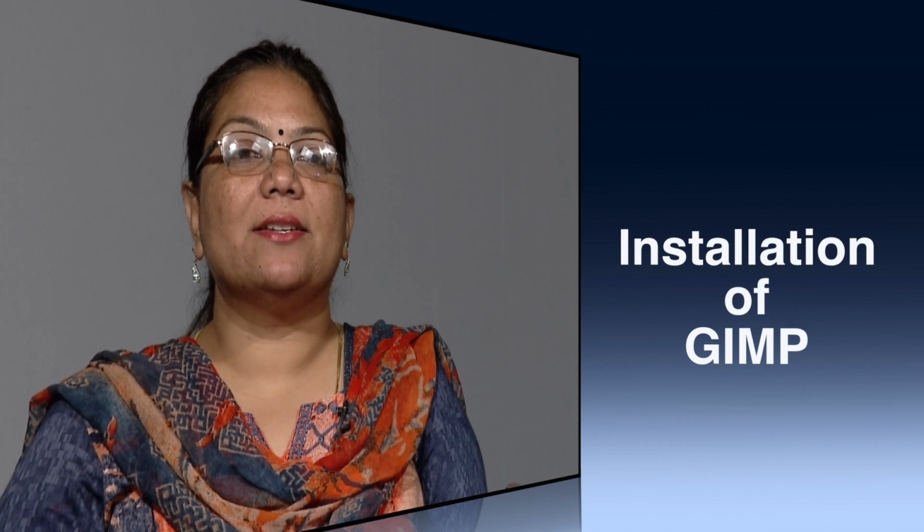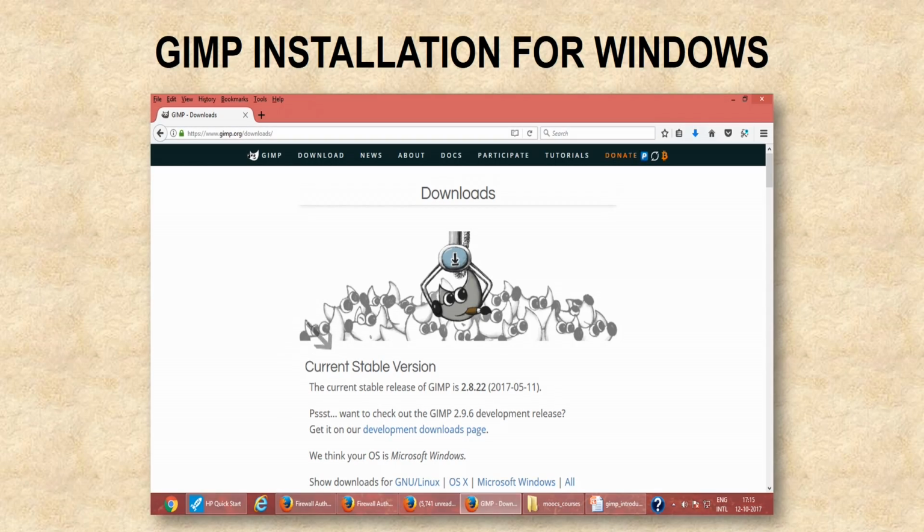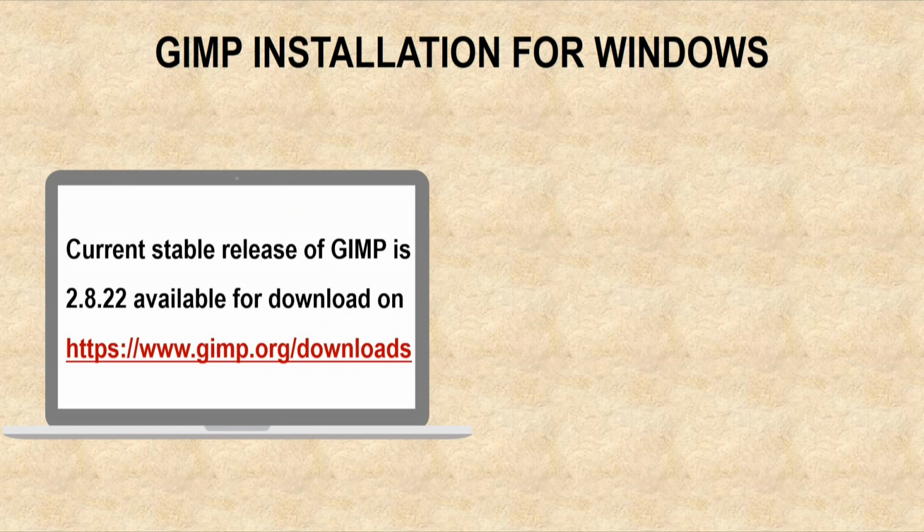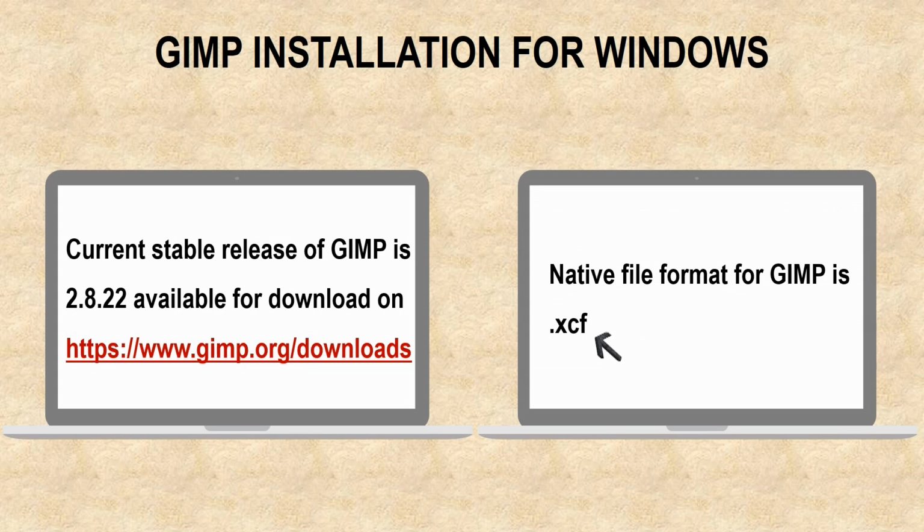Gimp installation can be done from the browser. It can be Mozilla or some other browser, and after opening the browser we need to type the address www.gimp.org. The current stable version of Gimp that is available is 2.8.22, but learners can also make use of some other Gimp version if they want to, and it can be downloaded from the given web reference, that is www.gimp.org, and then we need to go to the download tab. The native file format for Gimp software is .xcf.